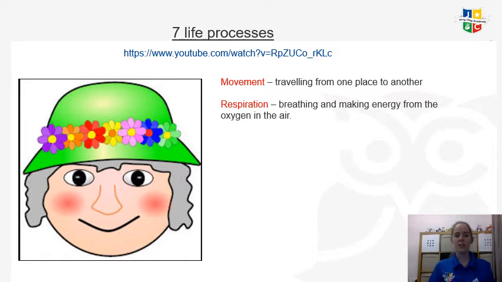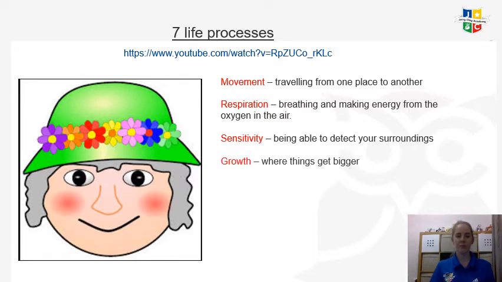The second process is respiration. Breathing and making energy from the oxygen in the air. Sensitivity. This is when something is able to detect their surroundings, usually through one of the 5 senses. Growth. This is where things get bigger. Reproduction. This is where something makes a new version of itself. Now for us we're looking at plants, and for plants the new version of itself is seeds.